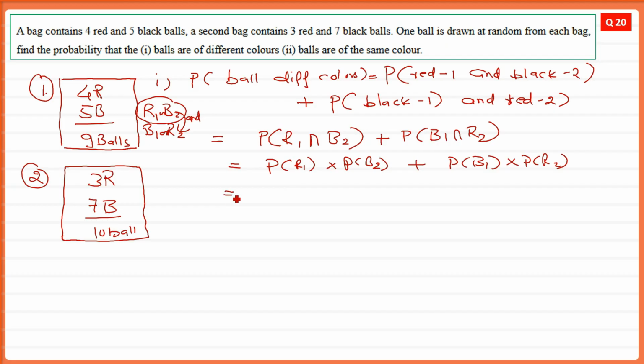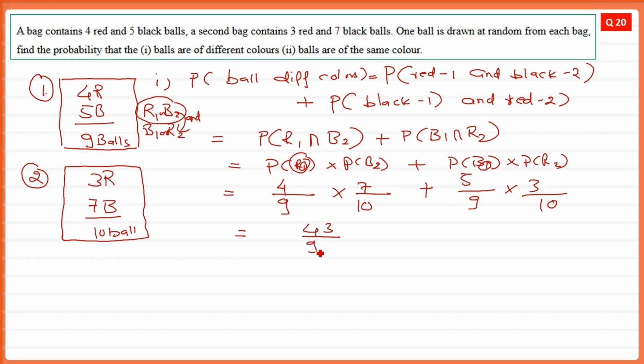Now the actual values. Wherever you get R1 or B1, wherever 1 is there, the first bag, the total number of balls is 9. That goes into the denominator, you already know. So just write the denominator here. How about the second one? That is the second bag. In all, there are 10 balls. So 10 comes in the denominator wherever B2, R2 comes. Now coming to the favorable cases. The number of red balls in the first one? 4. Black balls in the second one? 7. Black balls in the first one? 5. Red balls in the second one? 3. Now add them. So you get 43 by 90 in all.